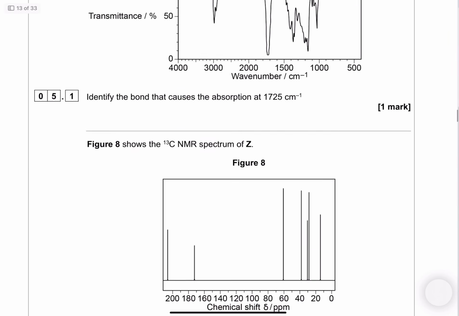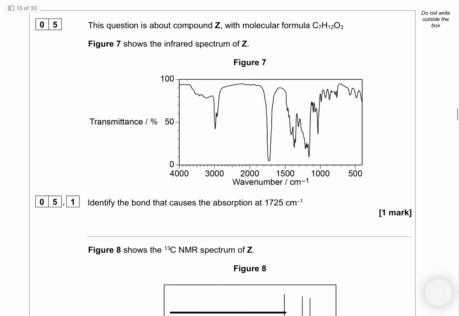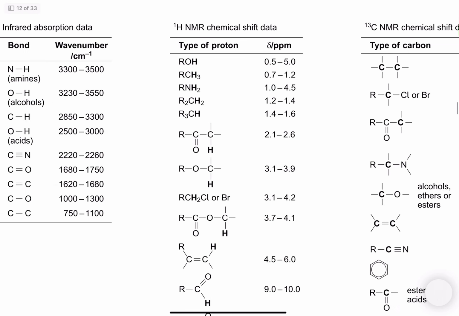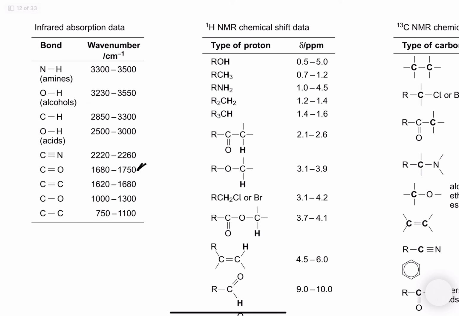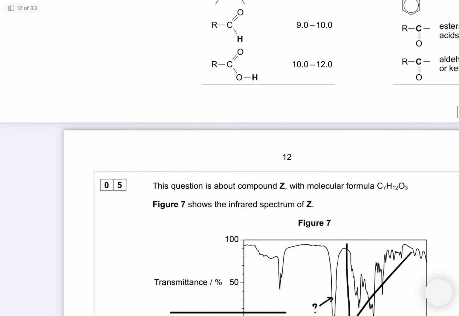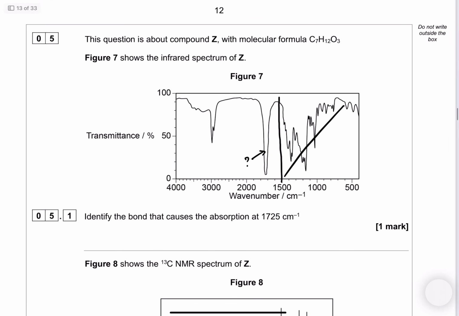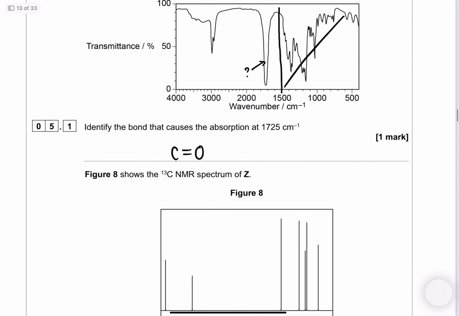Let's go back and see what we're being asked to do. So the first thing we're asked to do is identify the bond that causes the absorption at 1725. So getting rid of this, what's this? So you need to use your data sheet. This is infrared. So if we go to the data sheet and we look at infrared, here's a value that's containing 1725. So it's a C double bond O bond. That causes the absorption. So that's telling us that one of the oxygens in our structure at least is due to a C double bond O.